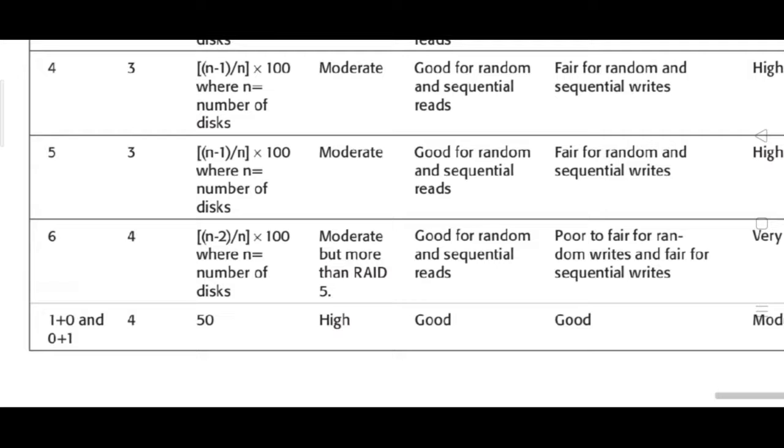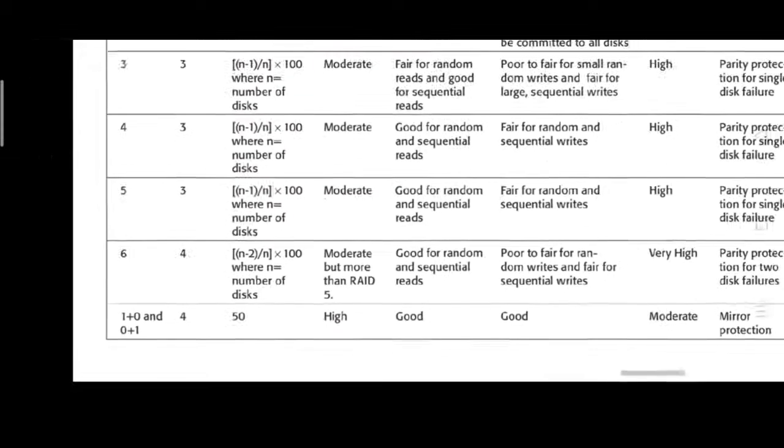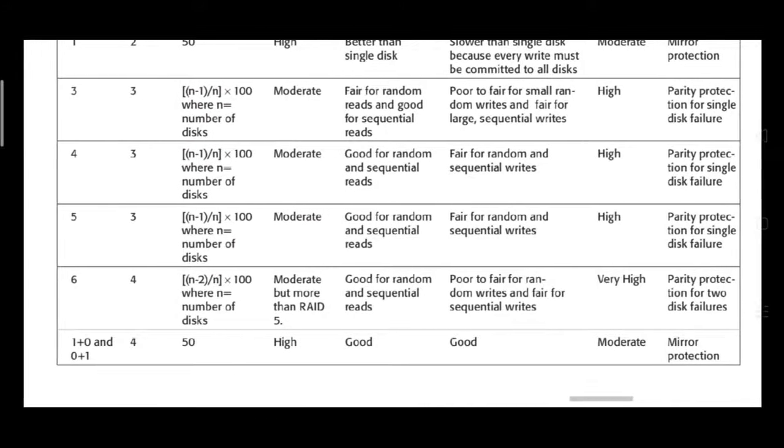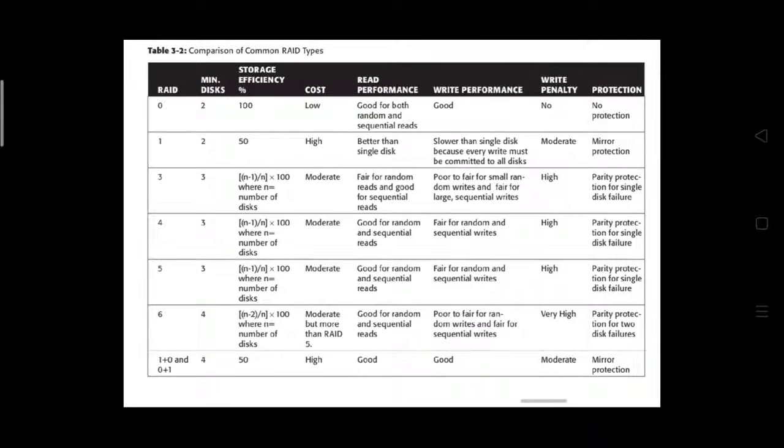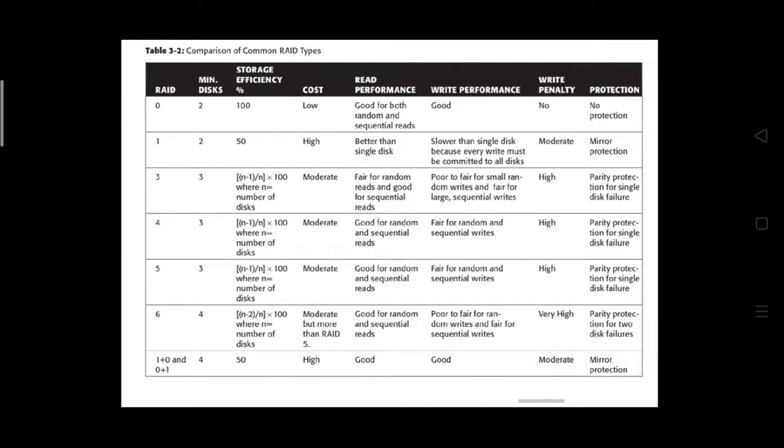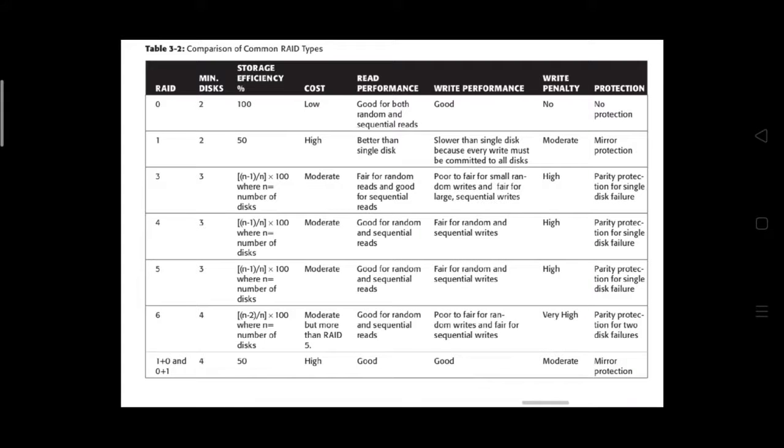And in the case of hybrid RAID, I mean 1 plus 0 as well as 0 plus 1, the minimum number of disks is 4 once again, because for implementation of RAID 1 you need 2 disks, and for implementation of RAID 0 you need 2 disks. So please go through this chart carefully, study this chart, remember this. Please make a note of it. It is a very important topic once again from the examination point of view.